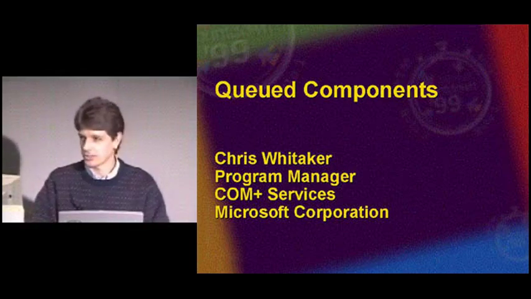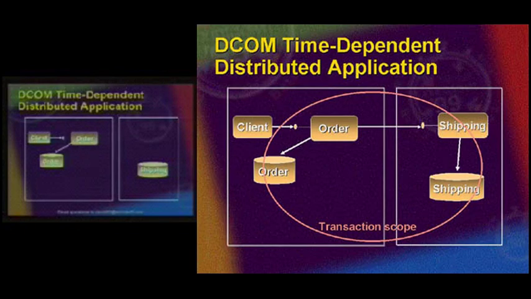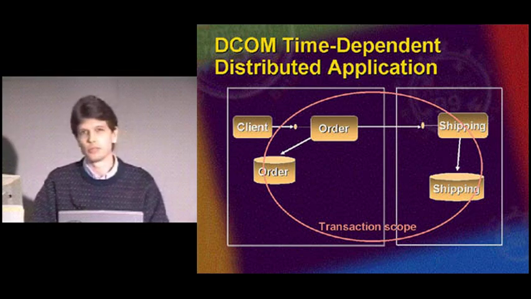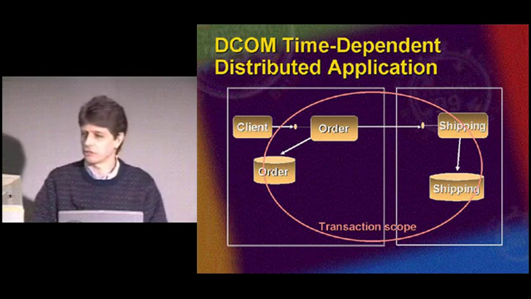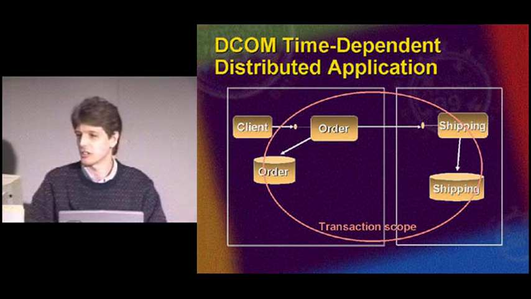So if we take a look at a traditional DCOM application, we have an application which is split across two machines. The client takes input from the user, say, and fires off a request to an order component. The order component is marked as transactional, so a transaction is started at that point.